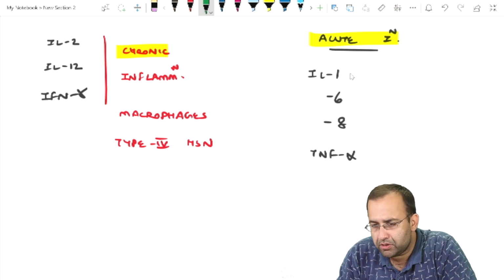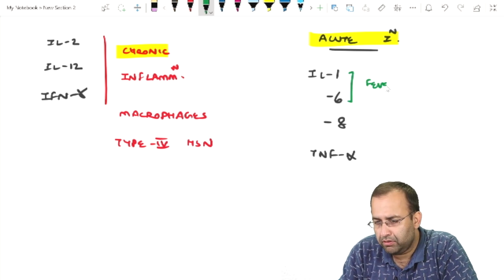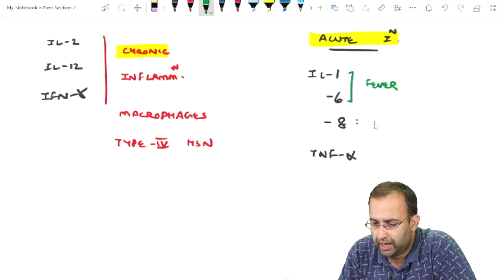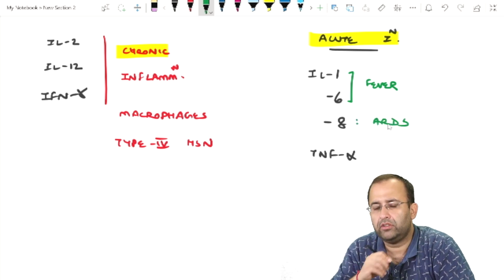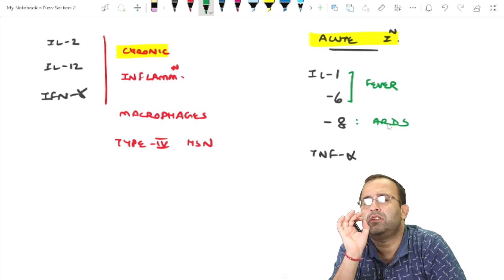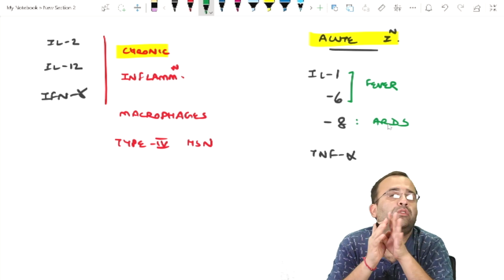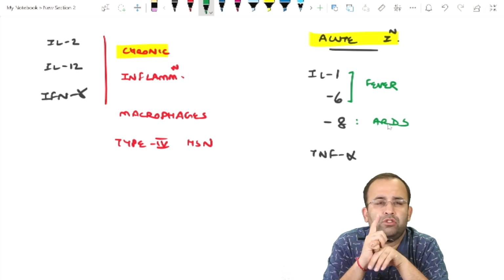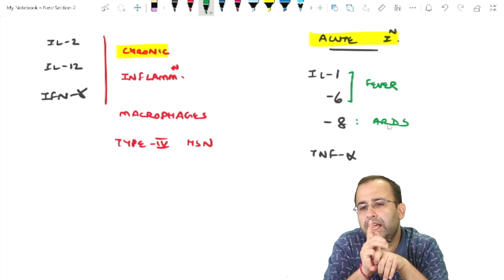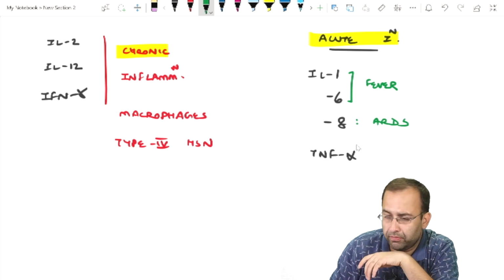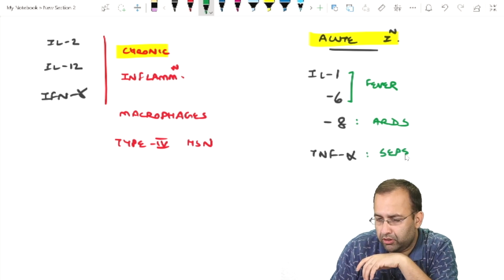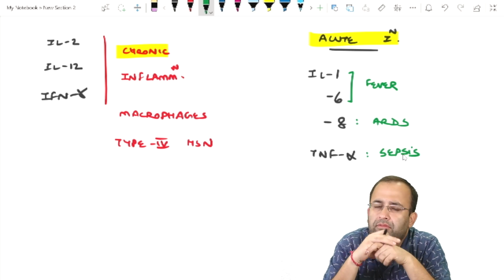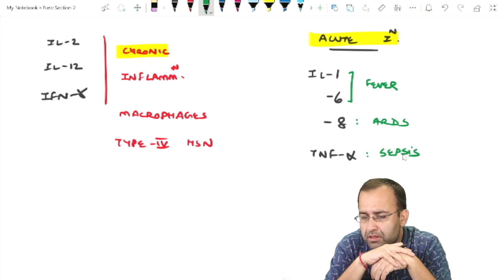Interleukin 1 is the one causing fever. Most potent pyrogen interleukin 1, followed by interleukin 6. Interleukin 8 plays a major role in ARDS, acute respiratory distress syndrome. All these are high yield questions with respect to cytokines. You need to know this. You always get one question on cytokines. Interleukin 8 plays a role in ARDS, versus TNF alpha, tumor necrosis factor alpha, which plays a major role in sepsis, infection of the whole body.